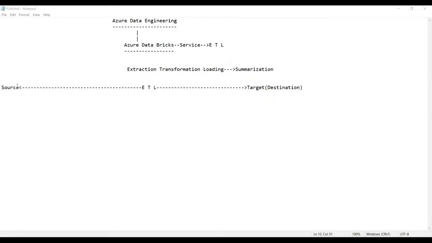So now, guys, we have this ETL. Azure Databricks is nothing but a service provided by Microsoft to perform the job of ETL, that is extraction, transformation, and loading. This process requires a source and a target, and between the source and the target we perform the job of ETL. To understand this in a better way, I'll give you an example.